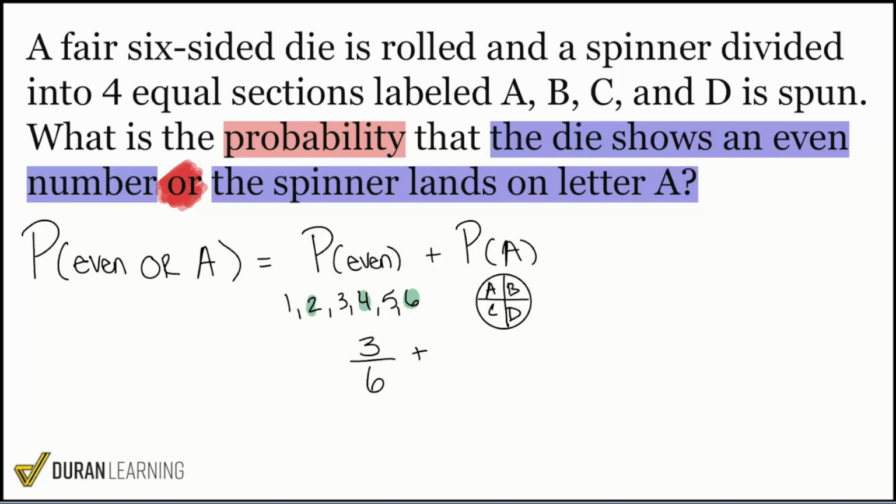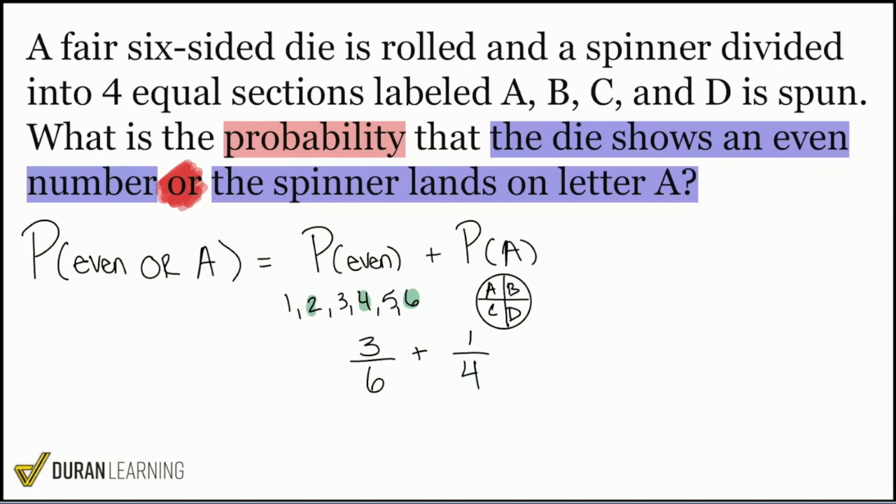Everybody, how many ways can we land on A? Yeah, just one way. You look at the 4 options, A, B, C, and D, but we're only looking for A. That's just one out of the 4 total possibilities. So when we add this up, we're going to have 1 over 4.